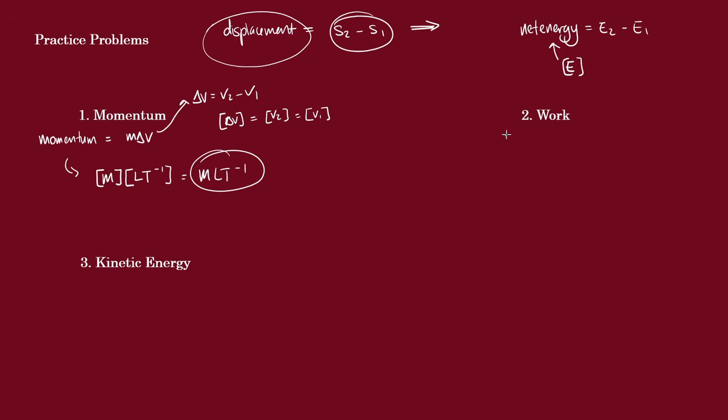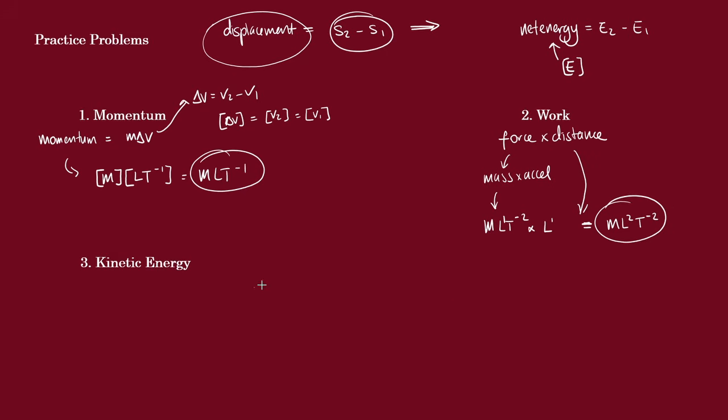Okay, work is force times distance. So force, we said force is mass times acceleration. So that's going to be M L T raised to -2, times, okay, then you bring distance down, times L, okay? So you have L raised to power 1 times L raised to power 1, and the laws of indices say we have to add these together. So that's M L squared T raised to power -2.